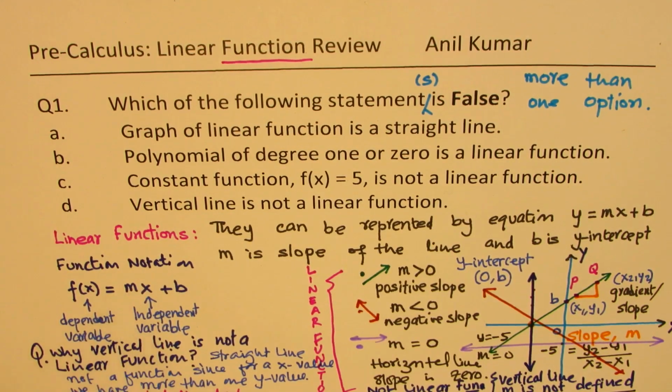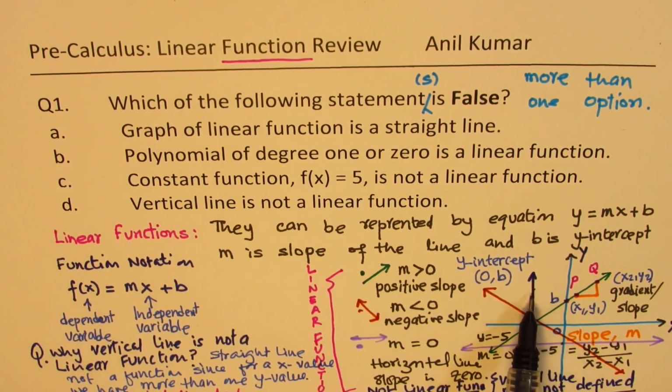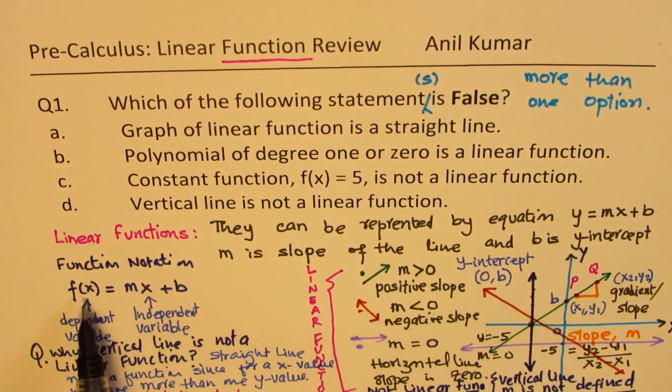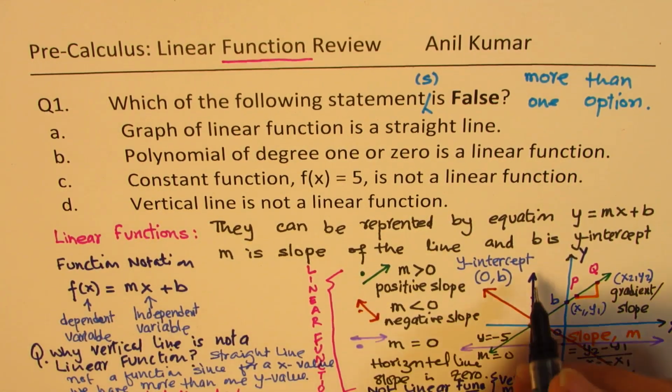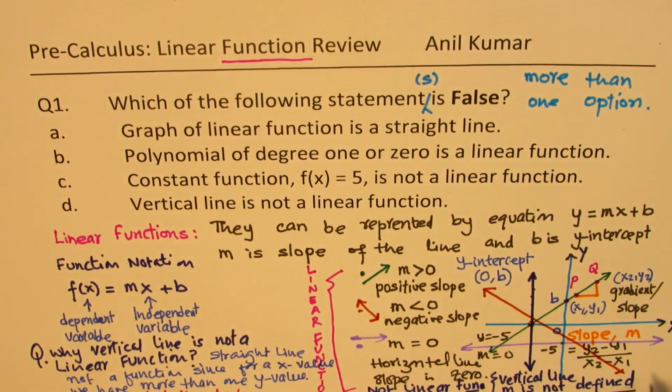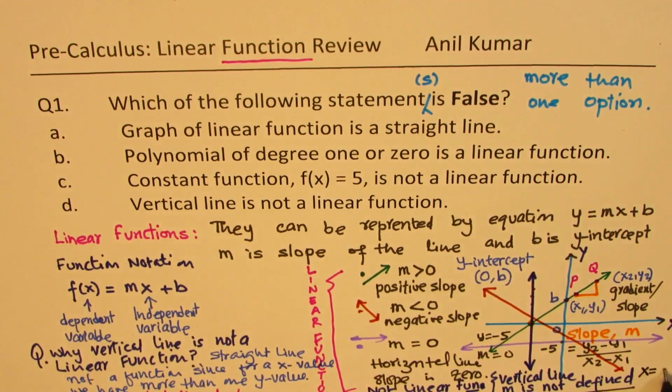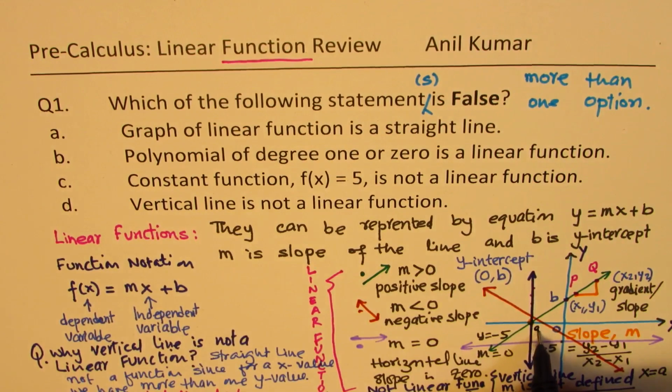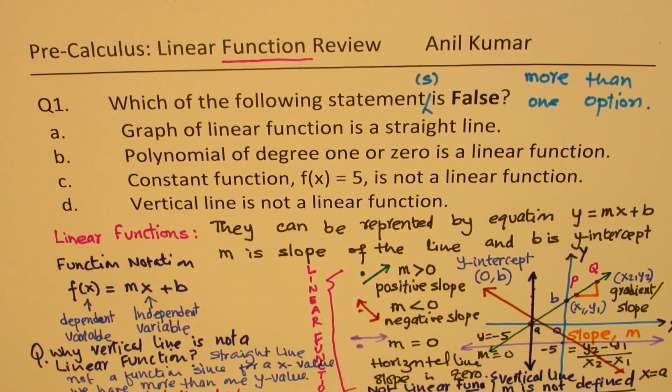M is not defined. So you cannot write the equation of this line in the form of f of x equals mx plus b. You could write this in the form of x equals a, where a is your x-intercept. That is how you can write this equation, right? But you cannot write it in the form of f of x equals mx plus b. Now with all these concepts, let's move on and answer all the questions.